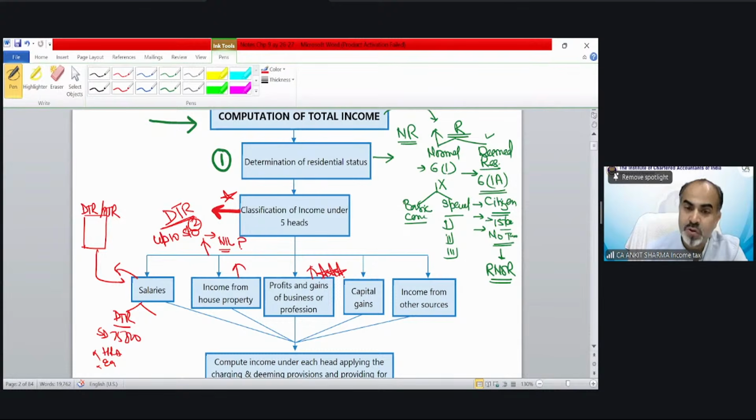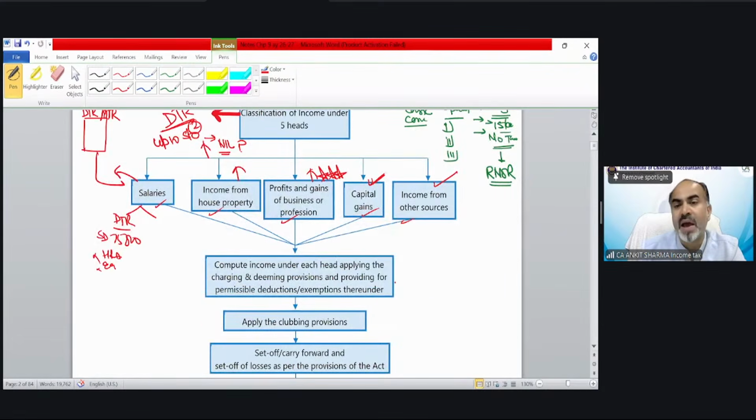Under PGBP also you should remember the concept is different for the default tax regime, etc. Then of course the capital gain concept: the calculation of capital gain, applying the provision of indexation, when we can apply and when we cannot apply, and exemption provisions also. Then income from other sources, you have to calculate your income under that also. Once you have done this, you now have five heads of income, but this is still not your GTI, because you have to apply the clubbing provisions.